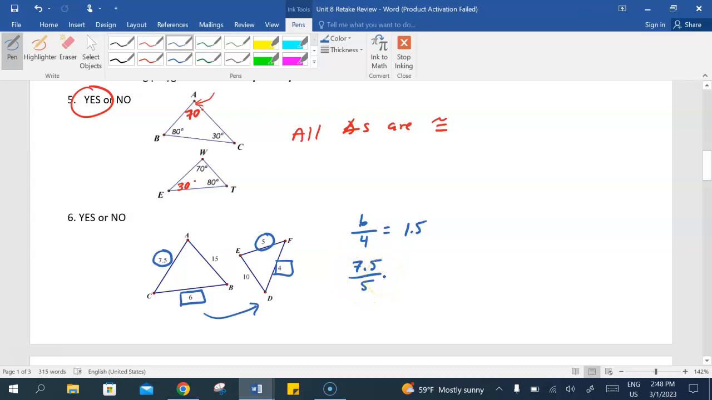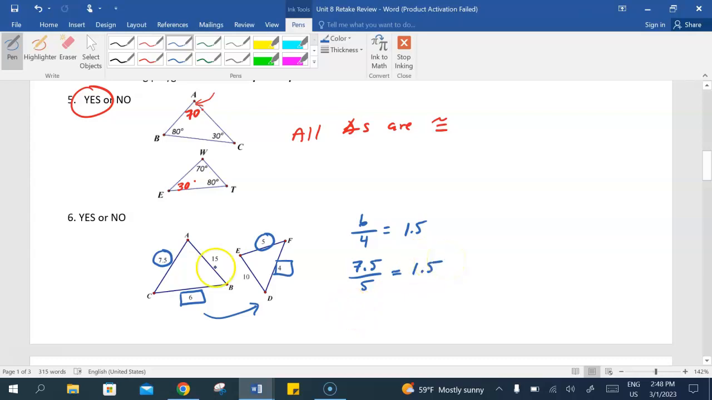And again, I'm going from left to right. If you go from left to right in the first one, you have to go from left to right in the second one and in the third one. You can't just switch it up or you're going to get the wrong answer. So that order matters. So 7.5 divided by 5 gives you 1.5 as well.